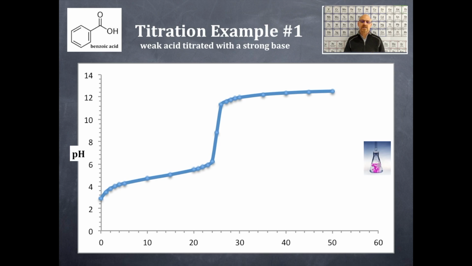As we add base, which is along the x-axis, the volume of base added, you should see that the pH slowly increases over addition of base. That should make sense for you. This is where and how we get this graphic.